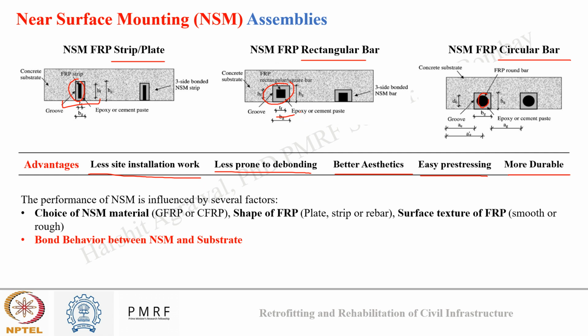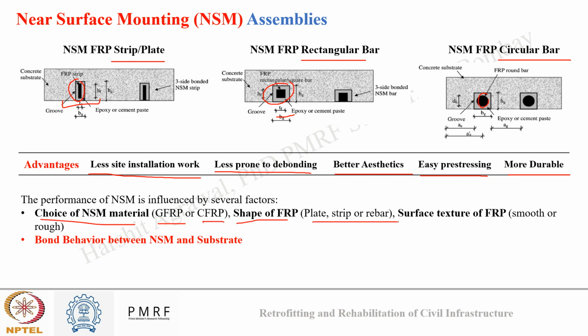Now, how can the performance of FRP be influenced by several factors? Though it offers several advantages, its performance can still be influenced by several factors. What are those factors? The choice of NSM material, whether we are opting for glass fiber reinforced composite or carbon fiber reinforced composite.